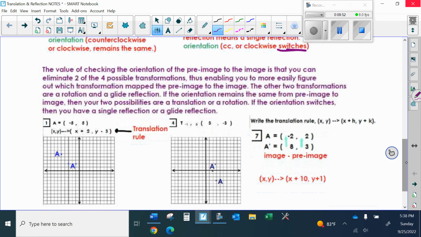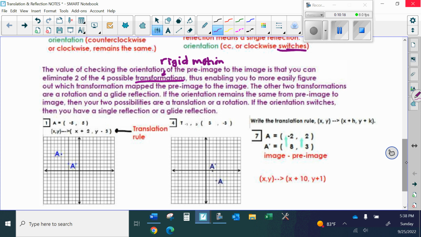All right, the value of checking the orientation of the pre-image and the image is that you can eliminate two of the four possible transformations. I should say, more specifically, rigid motions, or isometries. Rigid motion or isometry. Okay. Thus enabling you to more easily figure out which transformation maps the pre-image to the image.